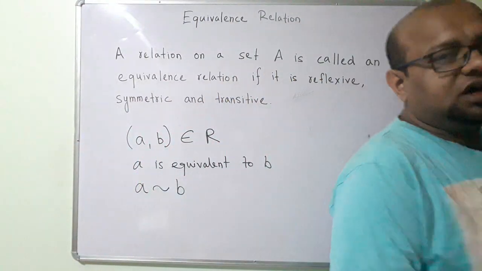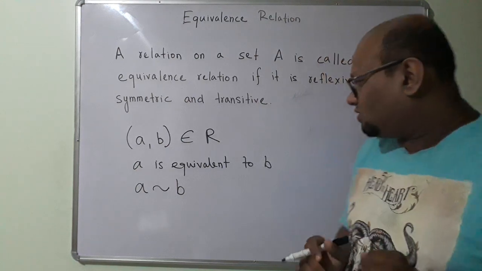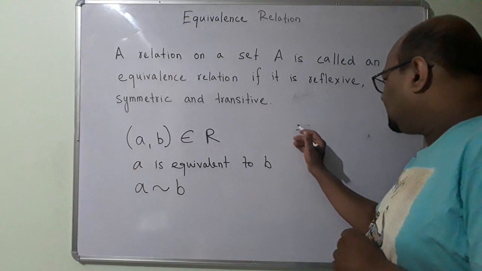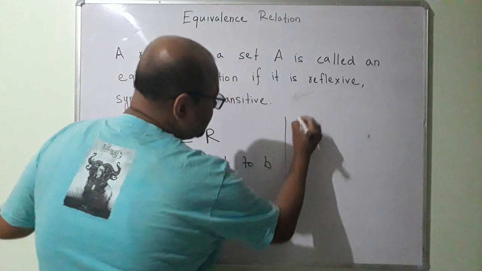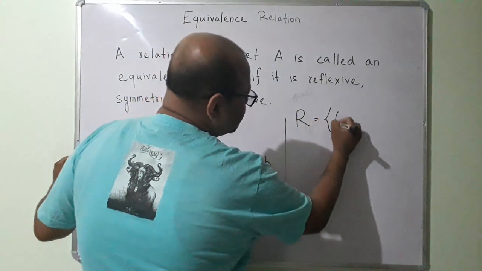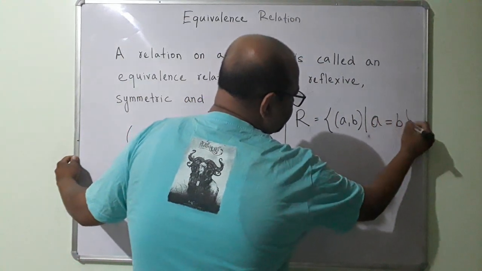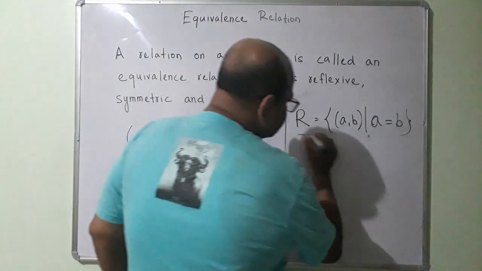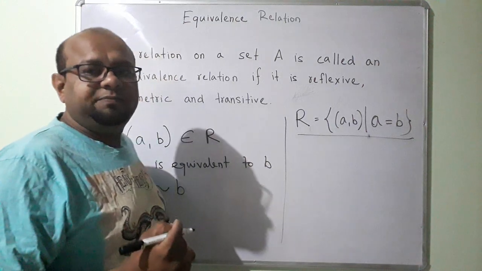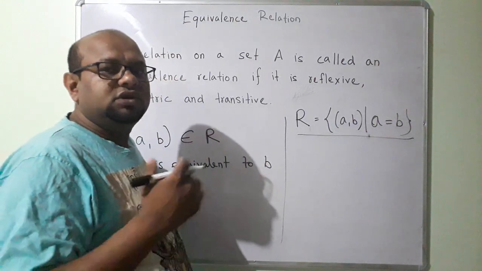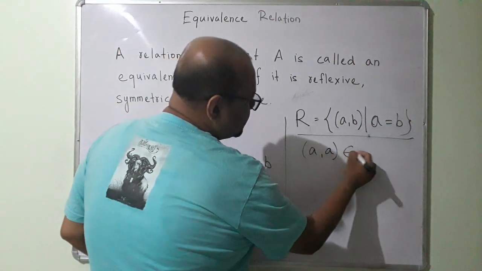Let us talk about this equivalence relation using the operation called equal. Let us say I have this relation R. I am defining this relation R such that it will have (a, b) if a is equal to b. So let us think about this equal relation. a is equal to a, b is equal to b, 1 is equal to 1, 2 is equal to 2, 3 is equal to 3. So all these (a, a) pairs will belong to the relation, right?